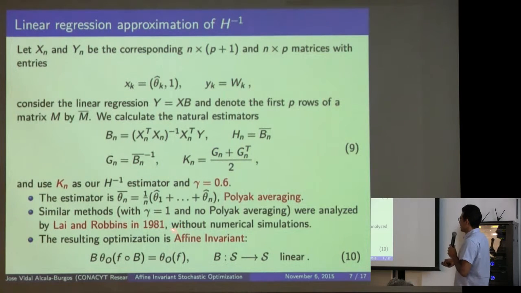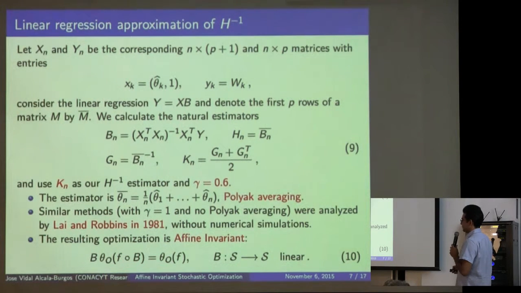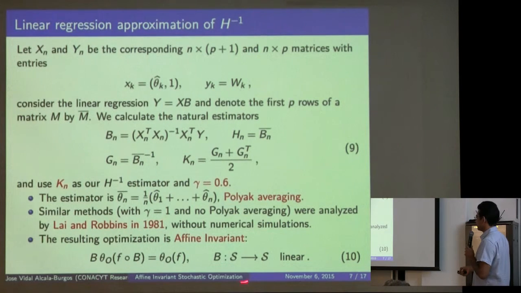So anyway, the name of the algorithm is Affine invariant, and the reason is just that if you change the coordinates in the parameter space, the optimization doesn't change, right? So it behaves well with respect to change of coordinates in the parameter space. So anyway, for any linear transformation, if you optimize f, it's the same as change the coordinates, optimize, and then change coordinates again.